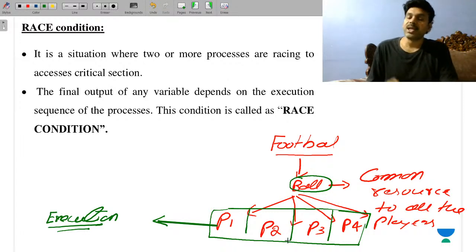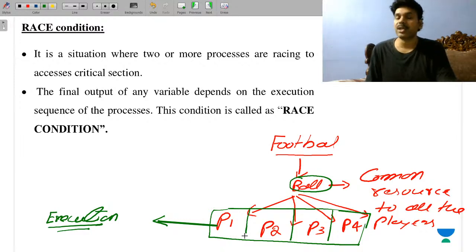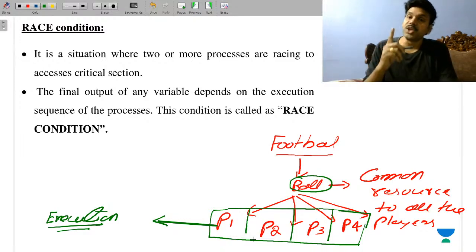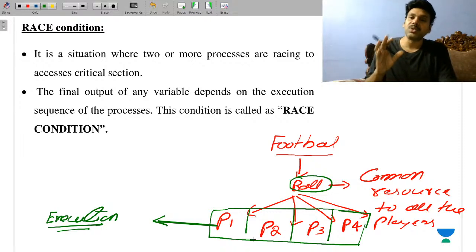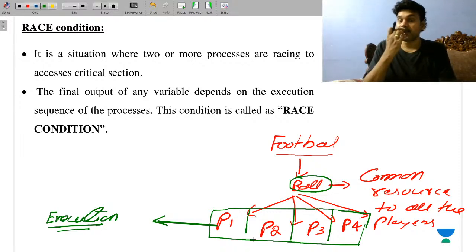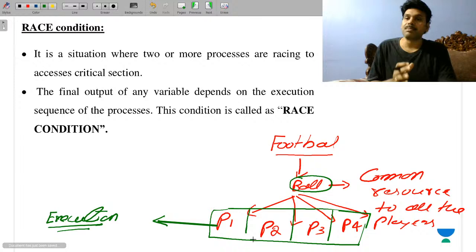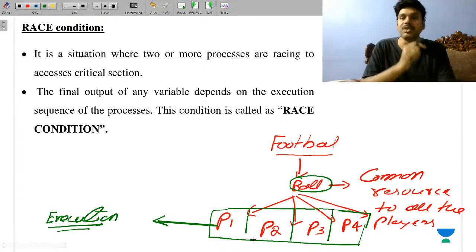We don't know. Either P1 may hit the goal, or P2 may hit the goal, or P3 may hit the goal, or P4 may hit the goal. But who is going to hit the goal? The guy who holds the ball at the last instance. Remember, there are many passes among the players, but whoever gets the last pass is the only person who can hit the goal. That means the output ultimately depends upon the last executed process or the last executed player only.